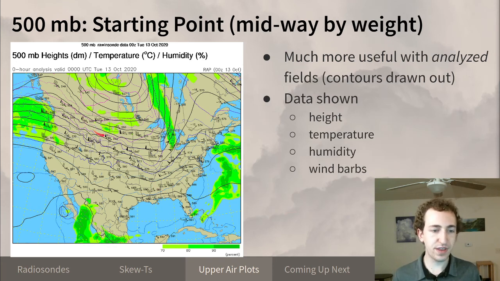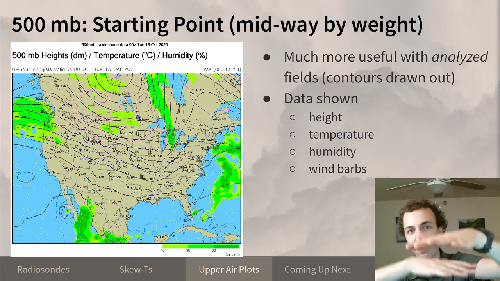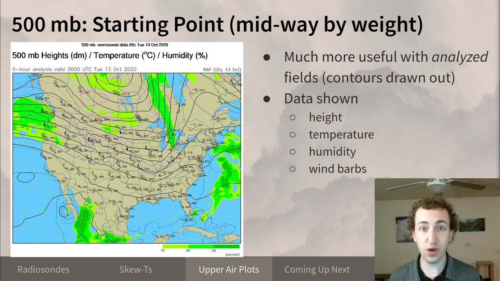So you can fill in these lines of constant height. Where height decreases on a constant pressure surface, that's the equivalent to a low pressure system, because your pressure is closer to the ground, which means at a given level, your pressure has to be lower. So you can see all these wave patterns. We'll be talking more about that later. And again, you can see humidity lined up here in these different lines, and lines for temperature values as well.